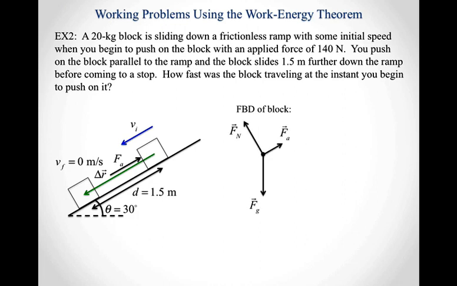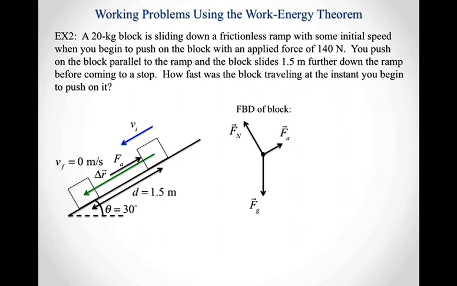The next thing I'm going to do is draw the free body diagram of the block. And again, the block's sliding down. It has mass, so there's a gravitational force acting on it. It's sliding down a surface, so there's a normal force. There's no friction because it's a frictionless surface. I'm pushing on the block with an applied force that's parallel to the ramp and pointing back up the ramp to slow the block down.